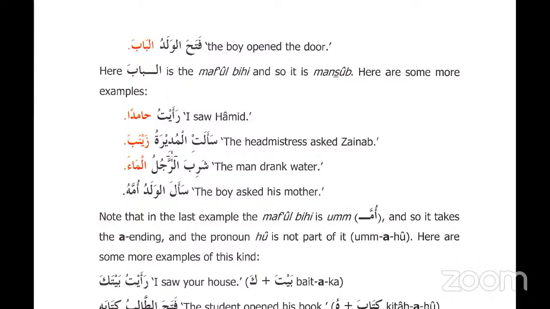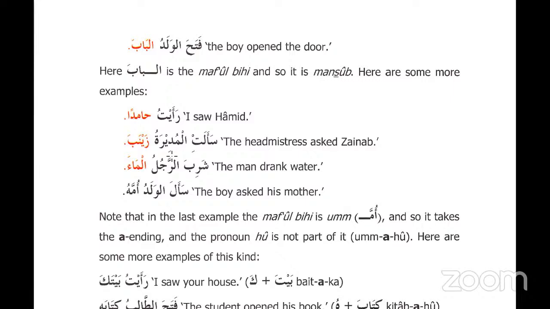Here are some more examples. Ra'aytu hamidan. I saw Hamid. Sa'alat al-mudiratu Zainaba. The headmistress asked Zainab. Shariba rajulul ma'a. The man drank water. Sa'ala al-waladu ummahu. The boy asked his mother.